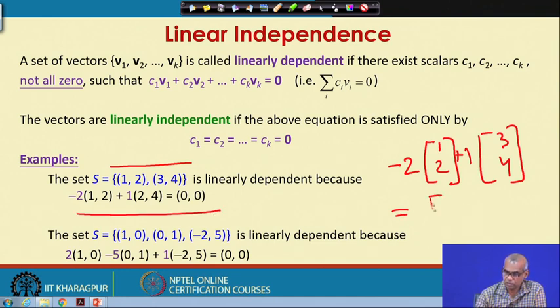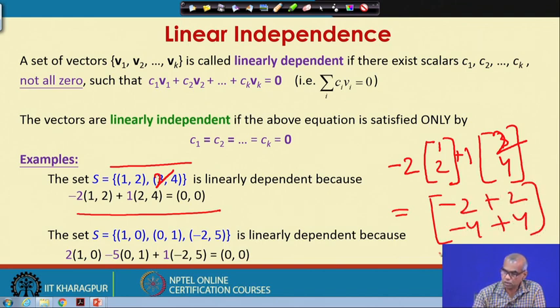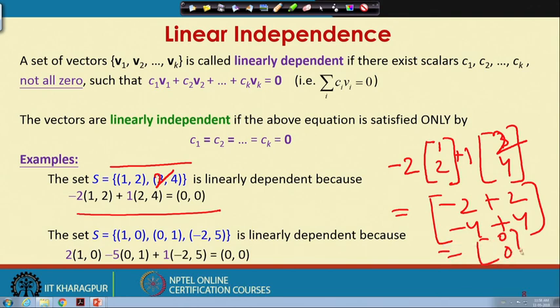Why? So, minus 2 times (1, 2) is (minus 2, minus 4), and this is (3, 4). So, minus 2 plus 3 and minus 4 plus 4 equal to 0, 0.